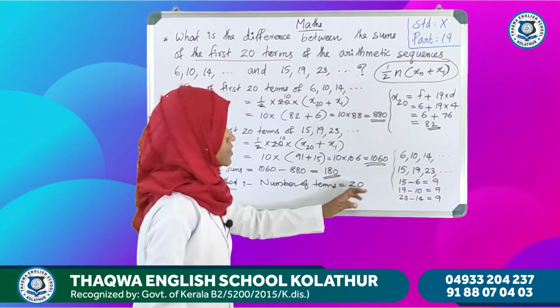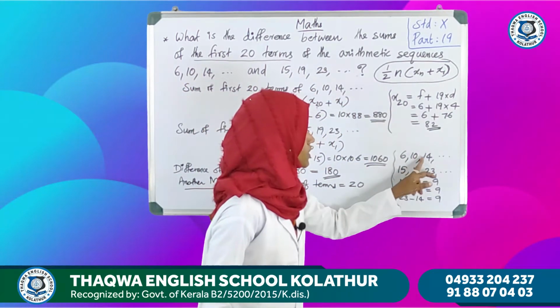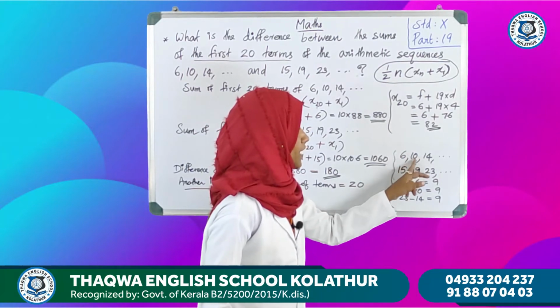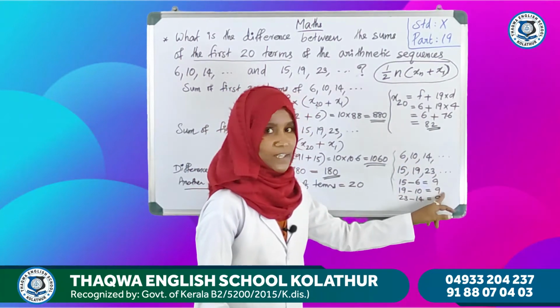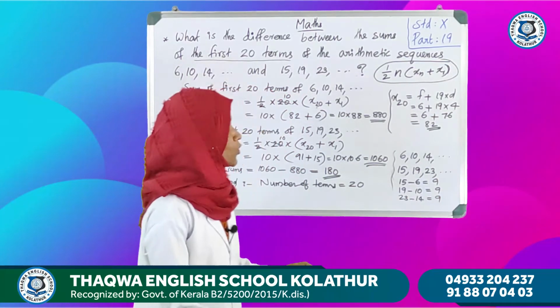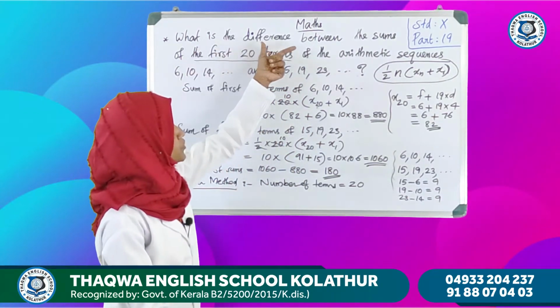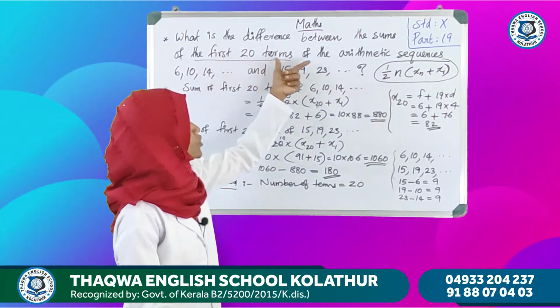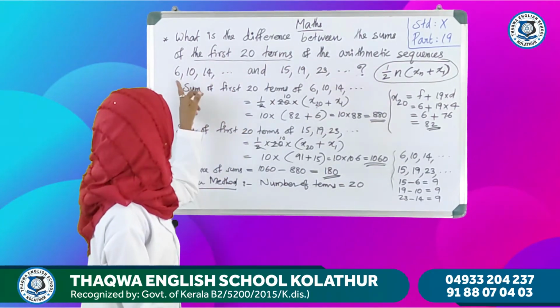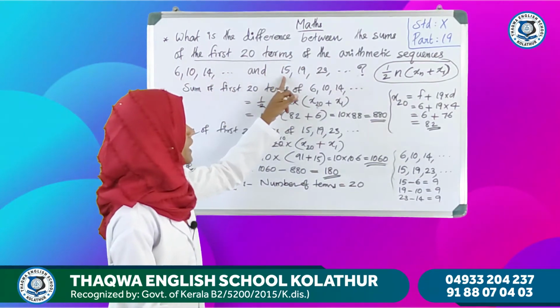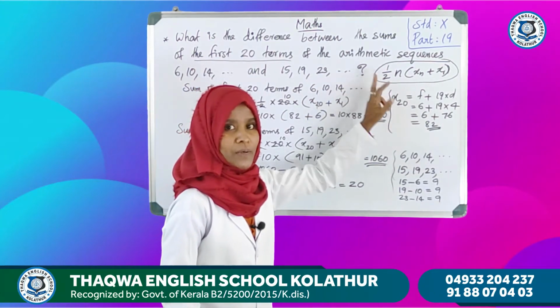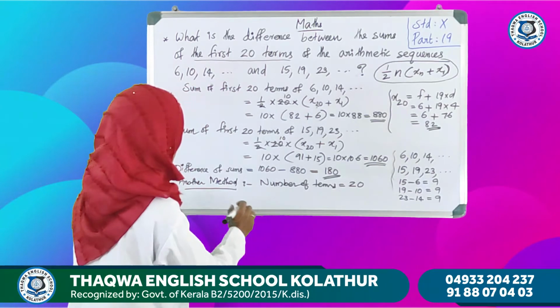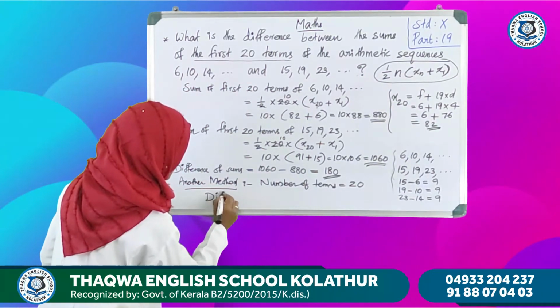ഈ സീക്വൻസിലെ കറസ്പോണ്ടിങ് അല്ലെങ്കിൽ ഒരേ പൊസിഷനിൽ വരുന്ന ടേംസുകളുടെ ഡിഫറൻസ് സെയിം ആണ്. അത് എത്രയാണ്? 9 ആണ്. നമ്മൾ ചോദിച്ച ക്വസ്റ്റ്യൻ എന്താ? വാട്ട് ഈസ് ദ ഡിഫറൻസ് ബിറ്റ്വീൻ ദ സംസ് ഓഫ് ദ ഫസ്റ്റ് 20 ടേംസ് ഓഫ് ദ സീക്വൻസസ് 6, 10, 14 എക്സെട്ര ആൻഡ് 15, 19, 23 എക്സെട്ര. ഡിഫറൻസ് ആണ് ചോദിച്ചിട്ടുള്ളത്. സോ നമുക്ക് എന്ത് ചെയ്താൽ മതി ഡിഫറൻസ് കാണാൻ?